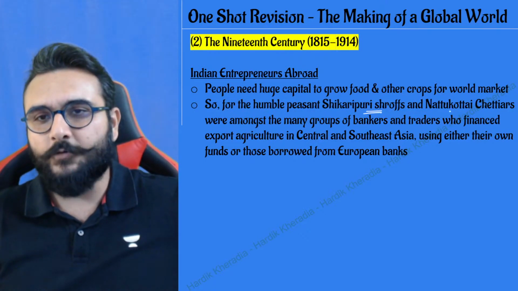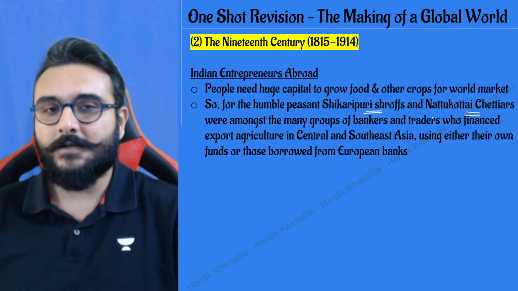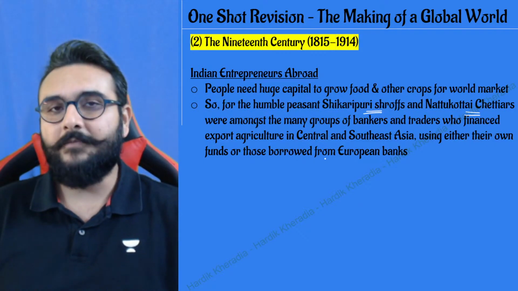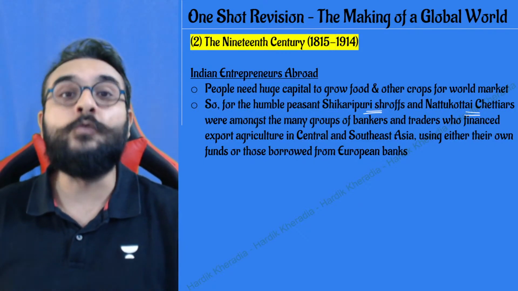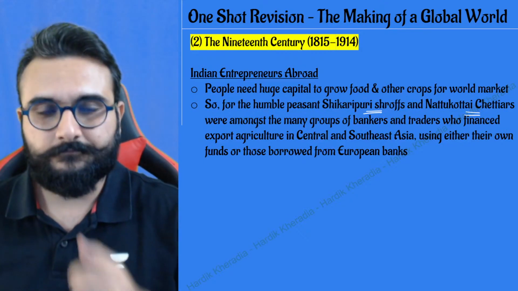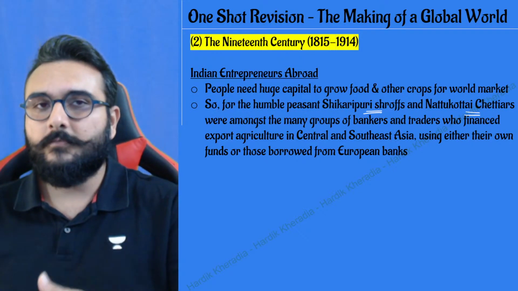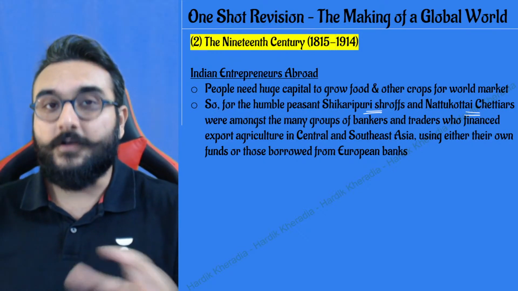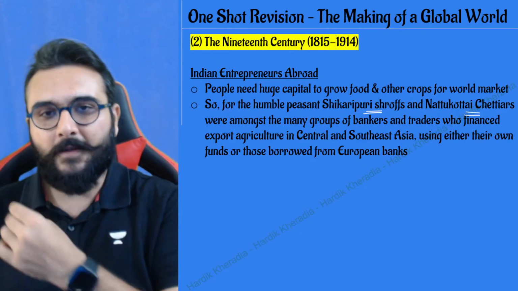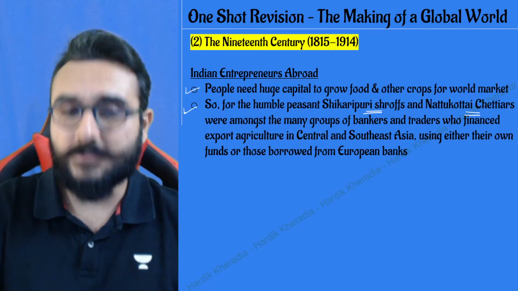They were the Shikaripuri Shroffs. They were the Nattukottai Chettiars. Okay, and they were the financiers. See, at that time, the concept of bank was very new. So people would trust each other. So they were rich people who would lend money for trade, for business, for agriculture. Okay. So there were definitely some Indian entrepreneurs abroad.